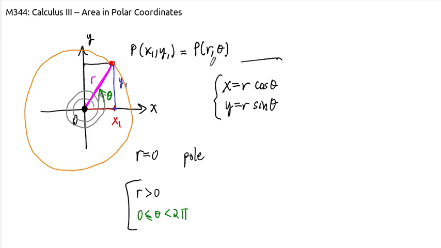So we've got our polar equations right here. We're going to call this our polar transformation, together with some restrictions on what r and theta are supposed to be, in order that we get a one-to-one relationship between these two coordinate systems.